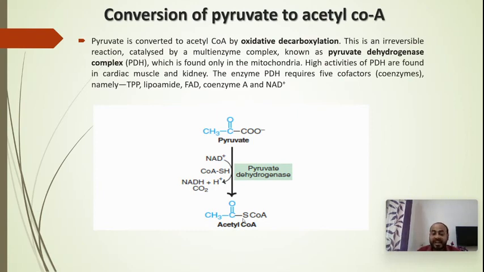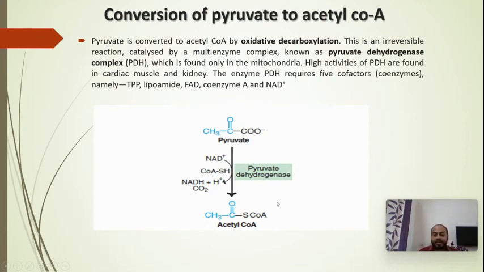in the presence of the enzyme pyruvate dehydrogenase, and this enzyme will only act in the presence of five different cofactors: TPP, that is thiamine pyrophosphate, lipoamide, FAD, coenzyme A, and NAD+. In detail, when pyruvate is converted into acetyl-CoA by pyruvate dehydrogenase, at the same time carbon dioxide is eliminated from pyruvate for the formation of acetyl-CoA.